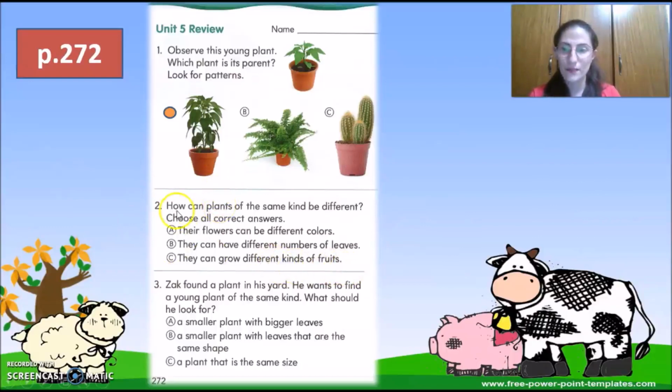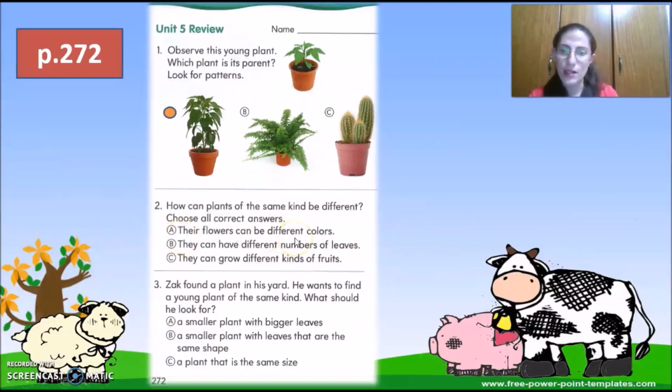Listen up carefully. How can plants of the same kind be different? Choose all correct answers. A. Their flowers can be different colors. B. They can have different numbers of leaves. C. They can grow different kinds of fruits. So how can plants of the same kind be different? You have to choose all correct answers, which means we have more than one correct answer. Let's check out and see.